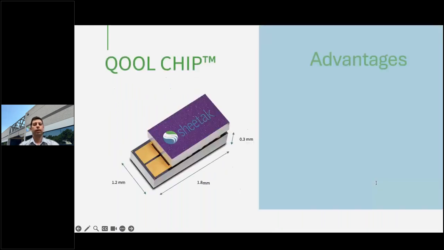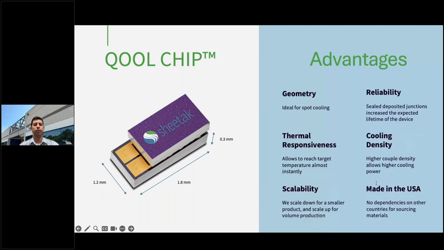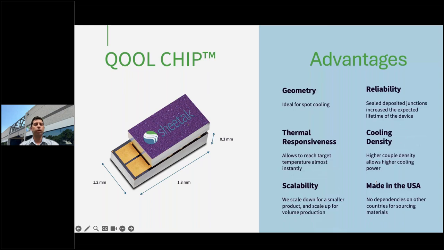There are some clear advantages of using a thin film implementation of a thermoelectric cooler. The geometry makes it ideal for spot cooling solutions. We deposit our materials and seal our metals during production. That means no soldering or exposed junctions, which increases the reliability of the device. As we'll soon see, a thin film implementation allows the couples to reach the target temperatures in less than 1 millisecond, compared to 30 seconds to a minute for a conventional device.